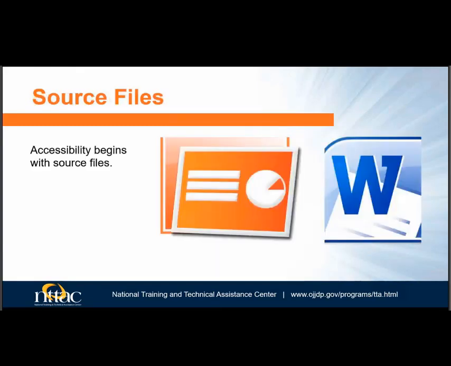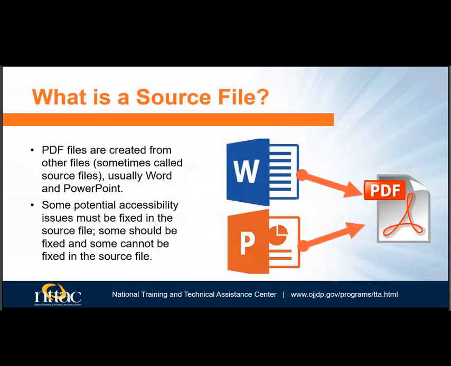Let's first talk about source files. Accessibility begins with accessible source files, for instance, files created in Word or PowerPoint. PDF files are never created as PDF files. You need some sort of source file, such as Word or PowerPoint, and convert it to a PDF file. Other possible sources are Excel, InDesign, and HTML, but this training does not cover those source files.